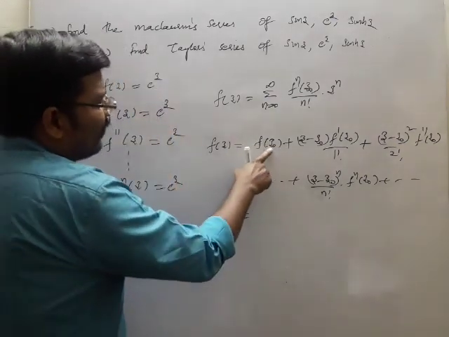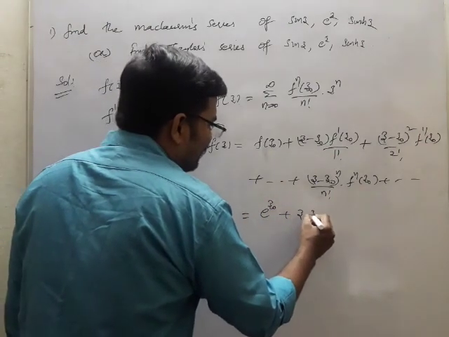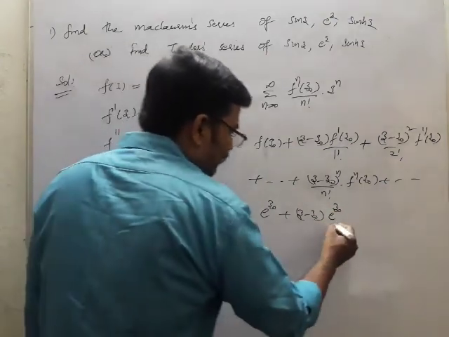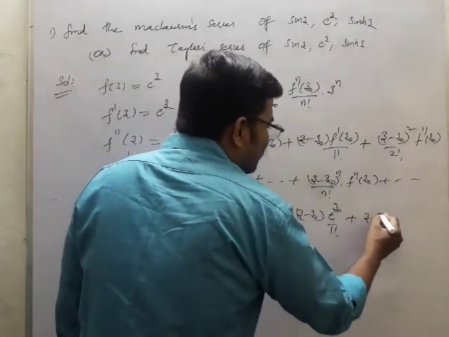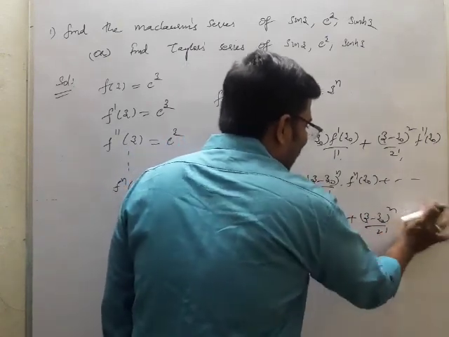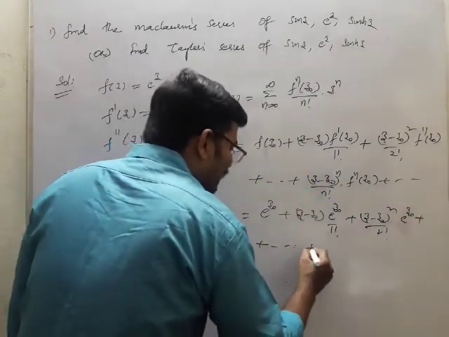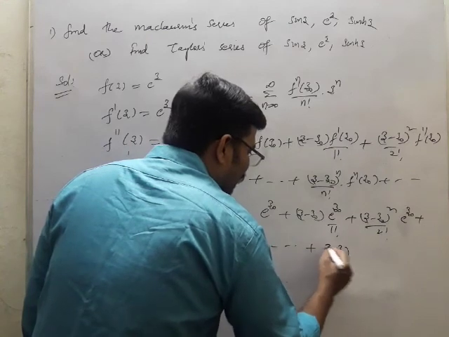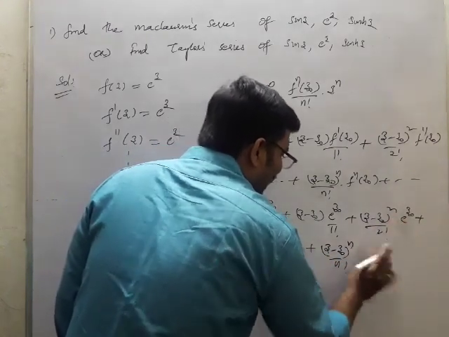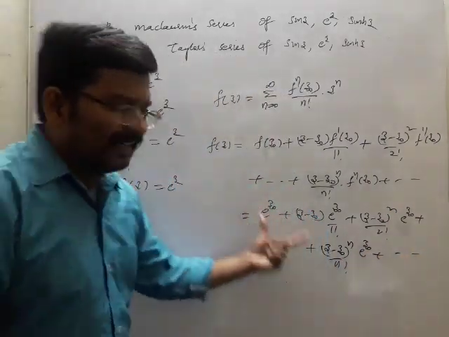I may write this as e^z₀. If you write e^z₀ here, f(z) = e^z₀ + (z − z₀)/1! · e^z₀ + (z − z₀)²/2! · e^z₀ and so on. You will be getting (z − z₀)ⁿ / n! into fⁿ(z₀), which again is e^z₀, plus and so on. Now this is the Taylor series again.